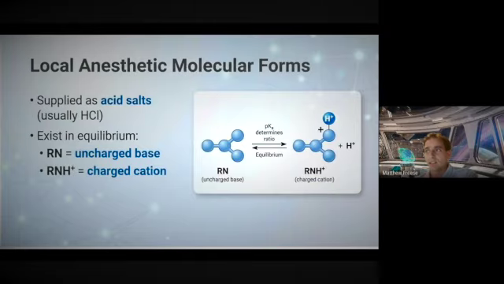Local anesthetic molecular forms. All injectable local anesthetics exist in two forms: an uncharged base, noted as RN, and a charged cation, RNH+. Understanding what each does is critical to explaining why anesthesia fails.